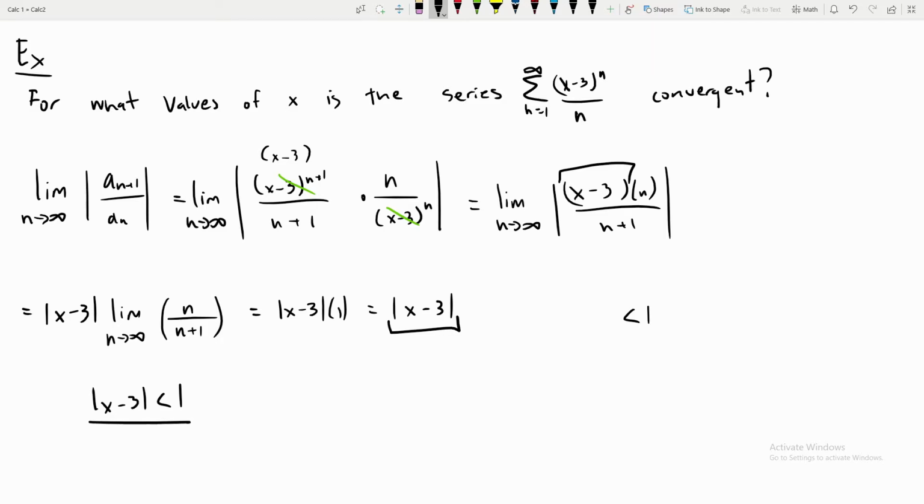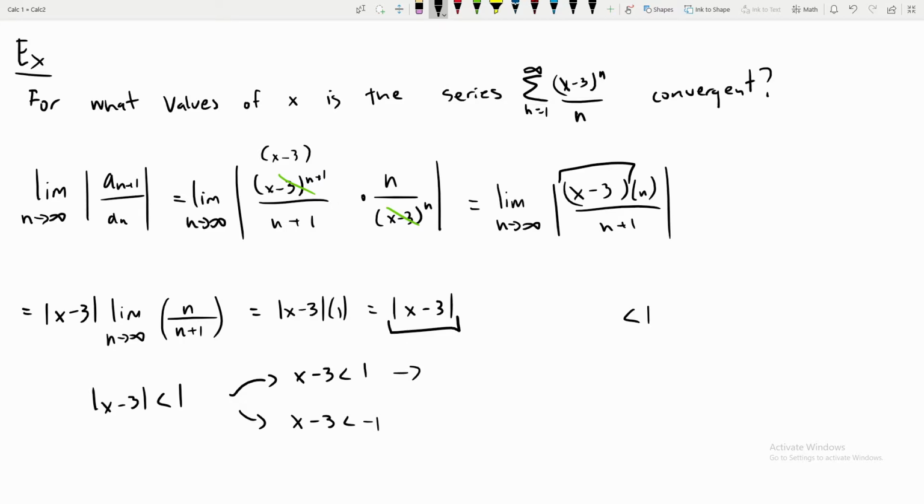So we need to solve this right here for when the absolute value of x minus 3 is going to be less than 1. Well, how can we do that? Basically, because of the absolute value, it would give us two cases. One, when x minus 3 is less than positive 1, and the other case would be when x minus 3 is greater than minus 1. These are the two cases. We want to solve both of them, and then we're going to get the values of x.